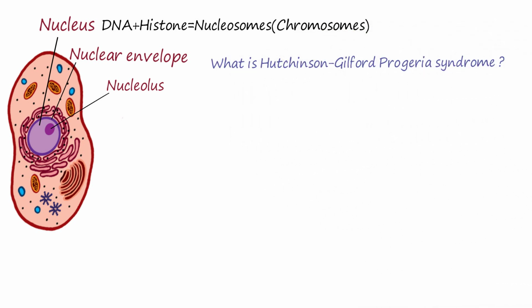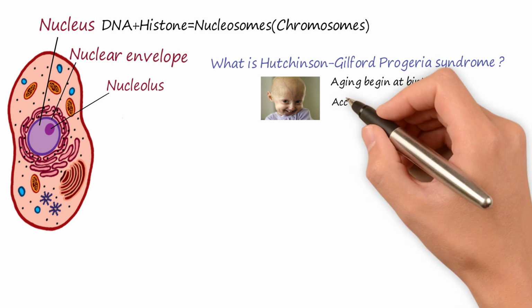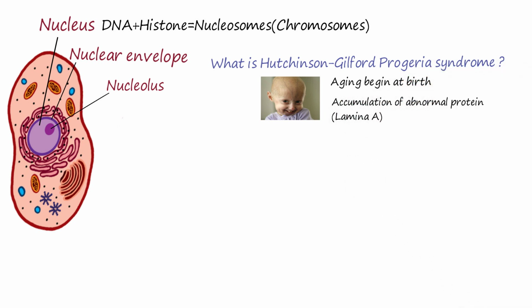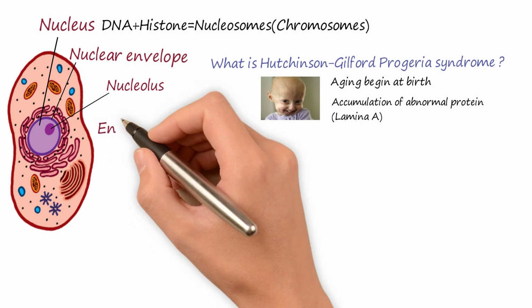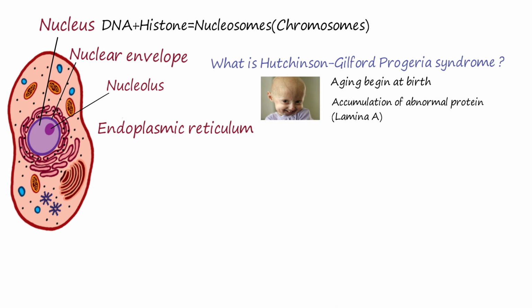What is Hutchinson-Gilford Progeria syndrome? It is a condition of aging beginning at birth, occurring as a result of distortion of nuclear envelope due to accumulation of abnormal protein called lamin A. As we know, the nucleus is surrounded by double-membrane nuclear envelope. The outer membrane is continuous with the membranes of endoplasmic reticulum. At certain intervals, the two nuclear membranes have nuclear pores, which permit the free passage of the products synthesized in the nucleus into the surrounding cytoplasm.